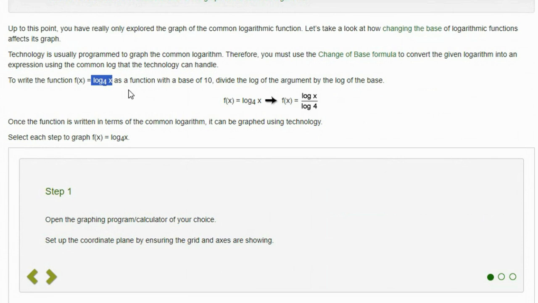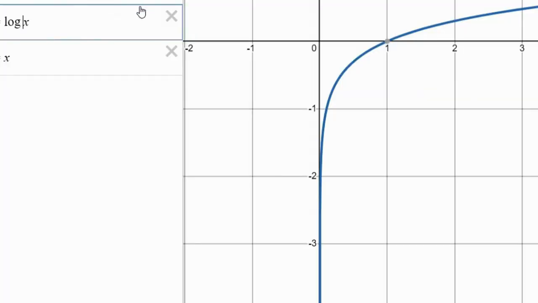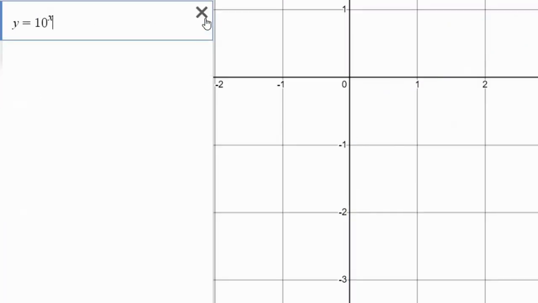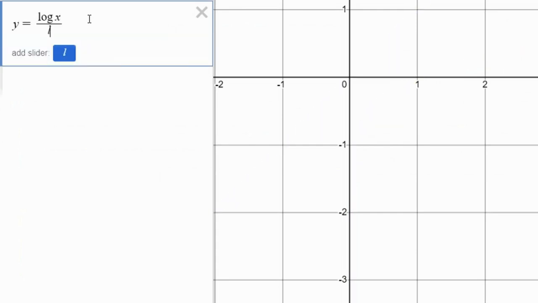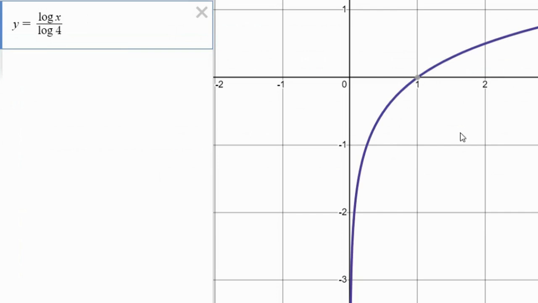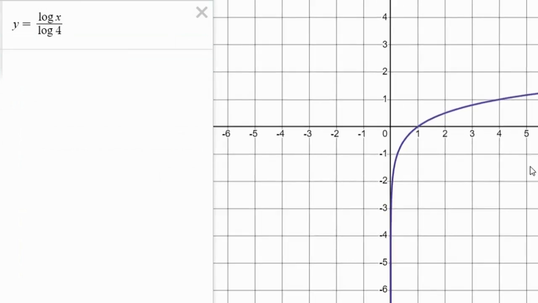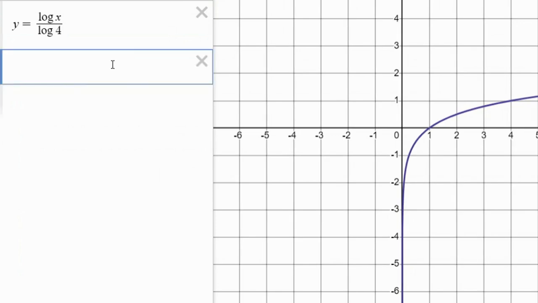Well, we have that change of base formula that we learned for logarithms. If you have log base 4 of x, you can write that as log base 10 of x divided by log base 10 of 4. And we can do the same thing in Desmos. So let's get rid of these other ones. So y equals log of x divided by log of 4. Now this looks a lot like the original one we had. Let's put the log x on there, base 10.